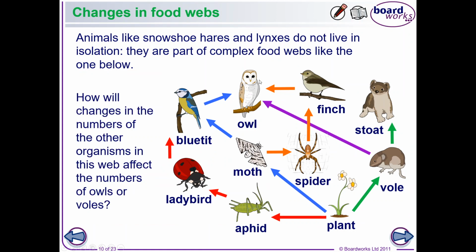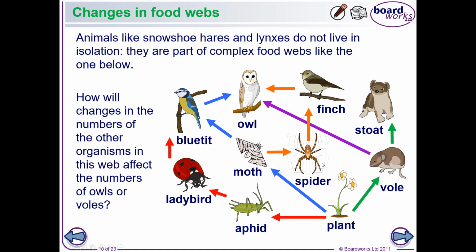The last thing I want to look at is the other changes that might happen in food webs. And I mentioned this a little bit earlier because our hares and the lynx don't live on their own. There are other organisms in the ecosystem that they live in which might potentially be affected. So if we look at this food web as another example, if we change, say, the population of spiders, how will that affect the other organisms in the food chain?